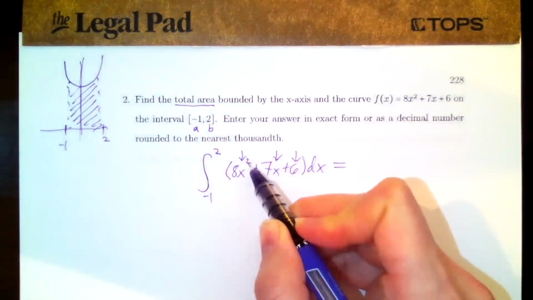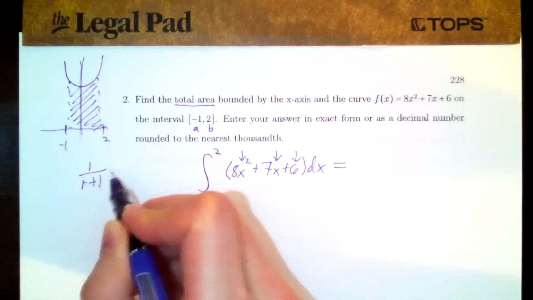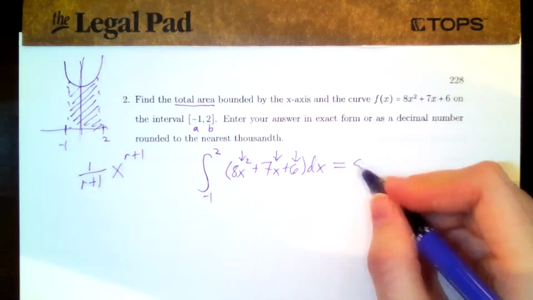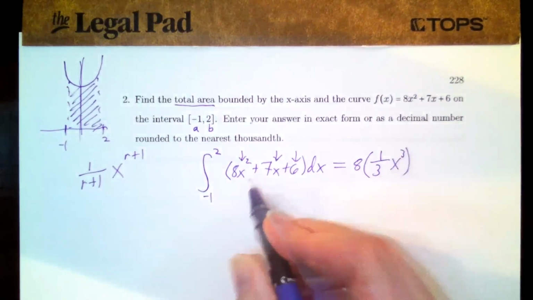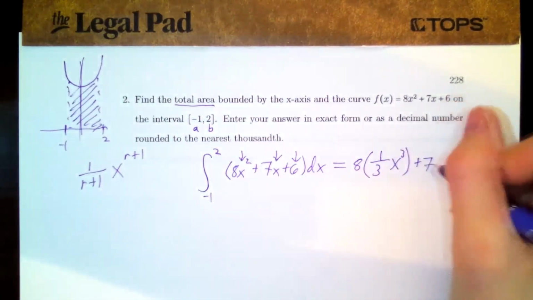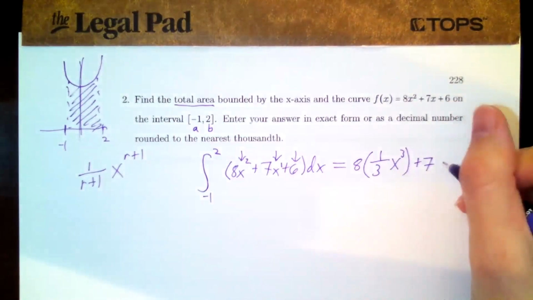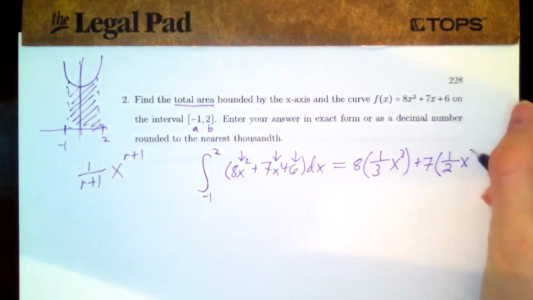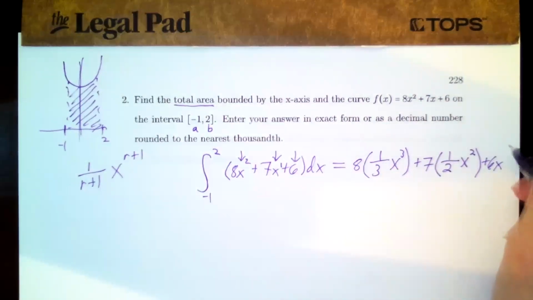So the antiderivative of x squared, I'd have a power rule there. Remember, the power rule is 1 over r plus 1, x to the r plus 1. My r is 2, so you will have 8, 1 over r plus 1, x to the r plus 1. And that takes care of the first term. Plus 7. This is x to the first power, so I am going to use a power rule on that. 1 over 1 plus 1, x to the 1 plus 1. And the antiderivative of 6 is 6x. This is all to be evaluated from -1 to 2.